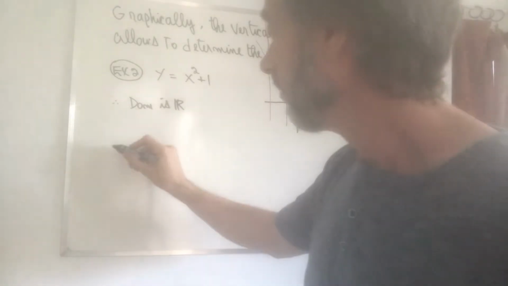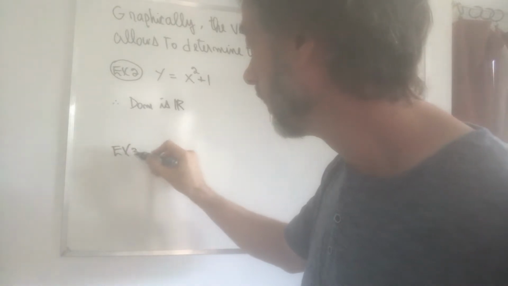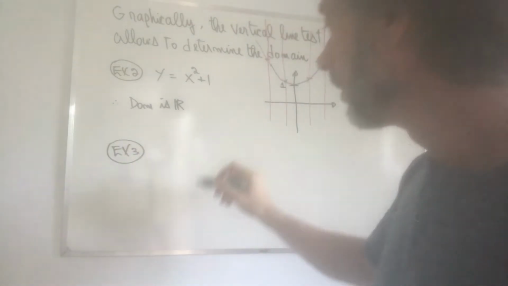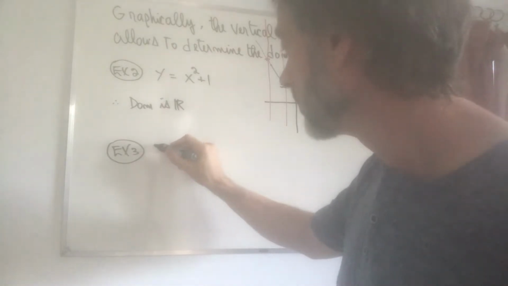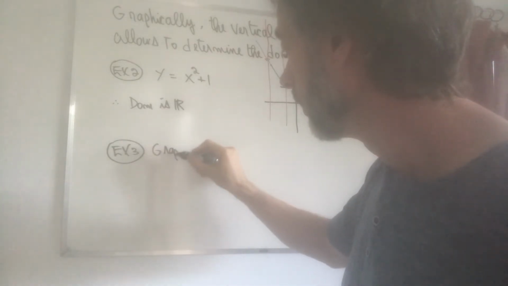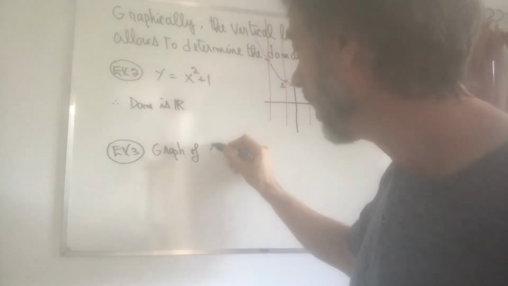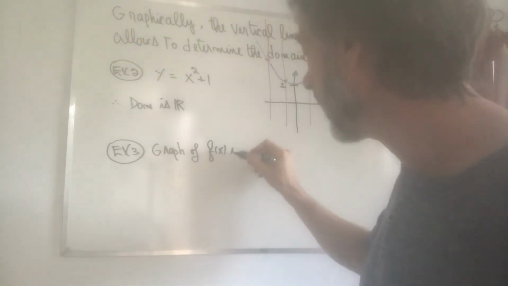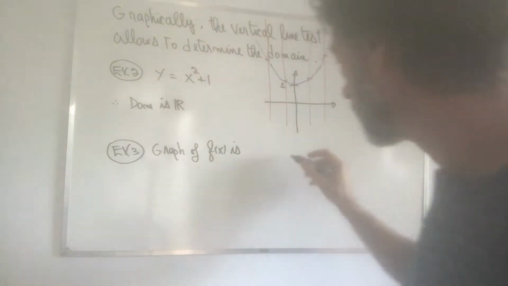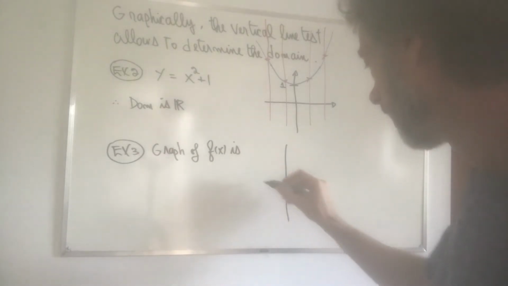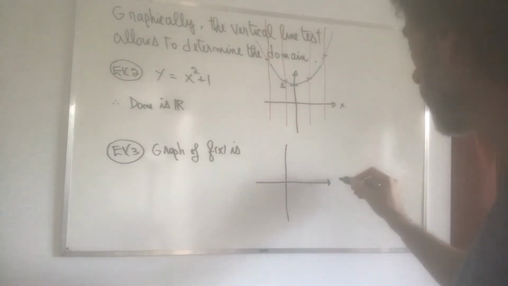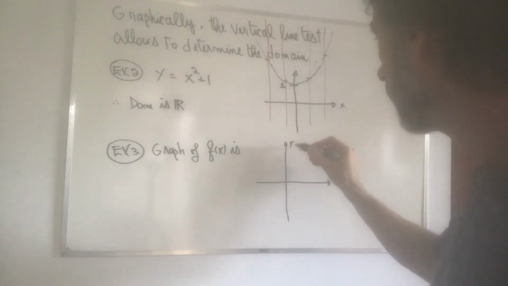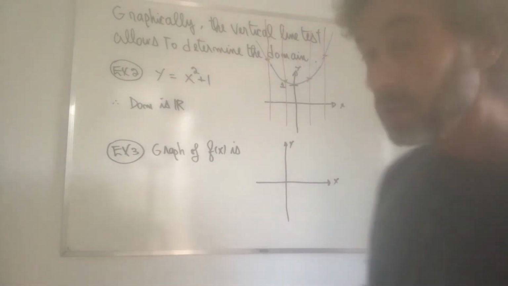Right? If I give this to you, so the graph of f of x, graph of f of x is this. I should label my axes, x, y. Suppose I give you a graph that looks like this.